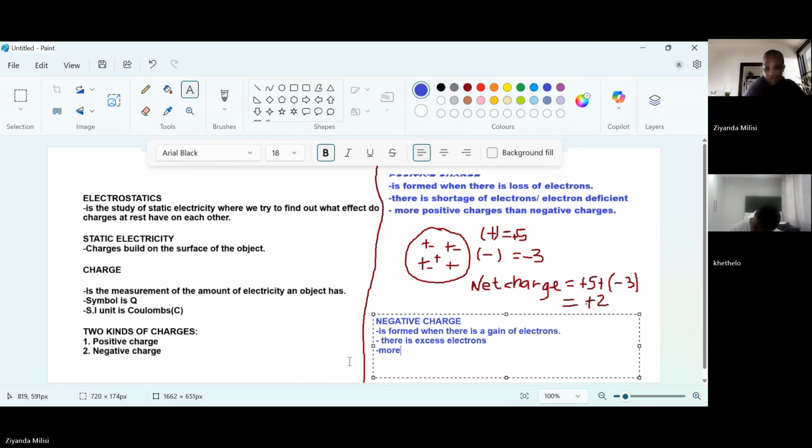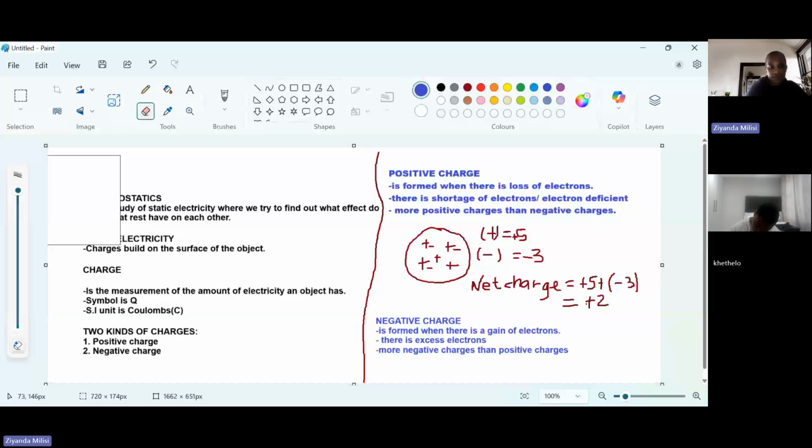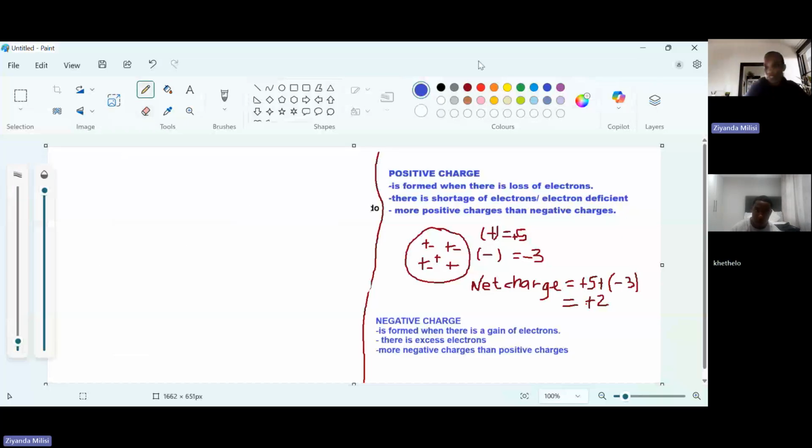negative charges than positive charges. So if we draw a picture like what we did for a positive one, this is what we will have. So we draw a picture. We'll have something like this.